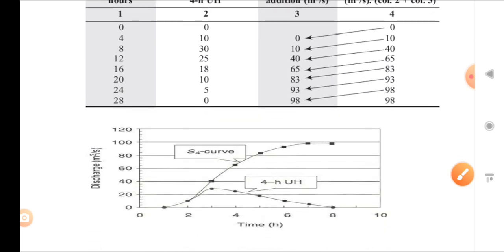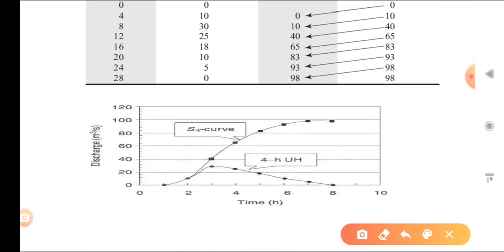Now you can also draw the graph. On the y-axis it will be discharge, and on the x-axis it is time. When you plot that, that is the unit hydrograph graph, and that is the S curve. In that way you can draw it on graph paper also.